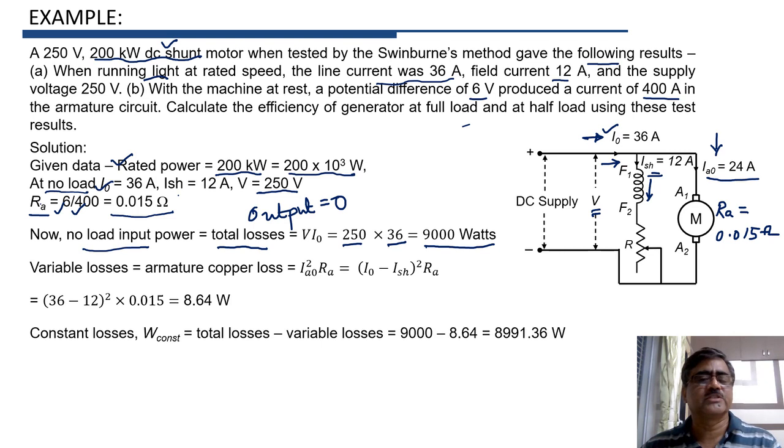Now using these variable losses, we can calculate constant loss. Constant losses, W constant, is equal to total losses minus variable losses. Total loss is 9000 watt and variable loss is 8.64 watt, and therefore 9000 minus 8.64 is equal to 8991.36 watt. So now we have calculated constant losses W constant. These will remain constant from no load to full load. Using these constant losses, we have to calculate the efficiency of generator at full load and also at half load.